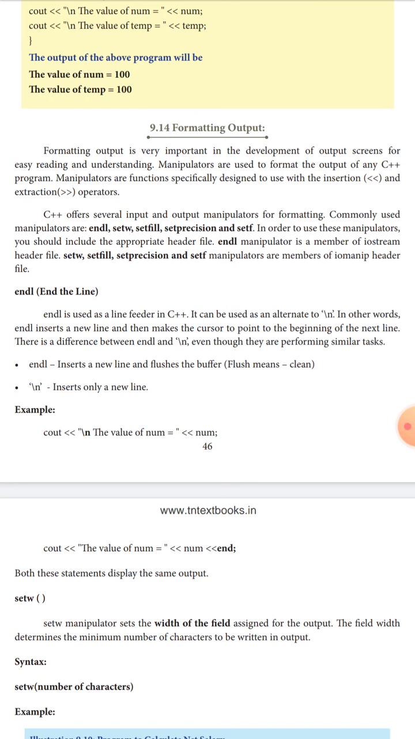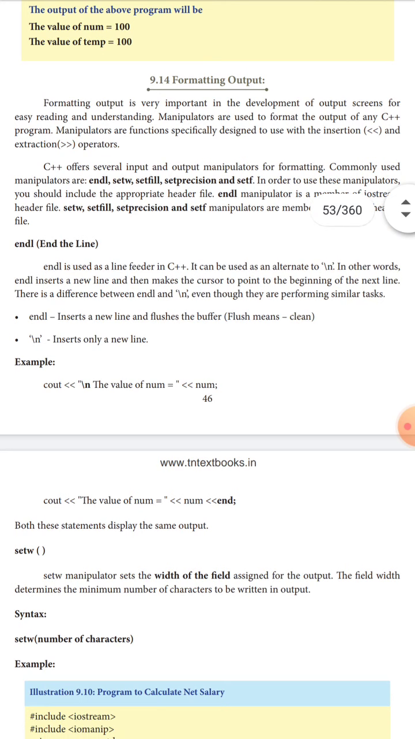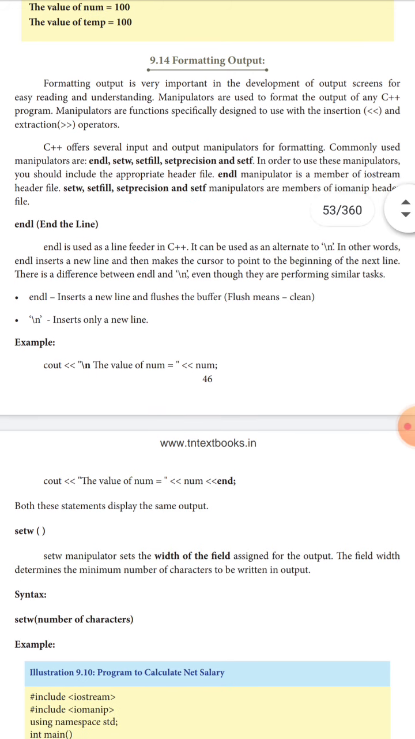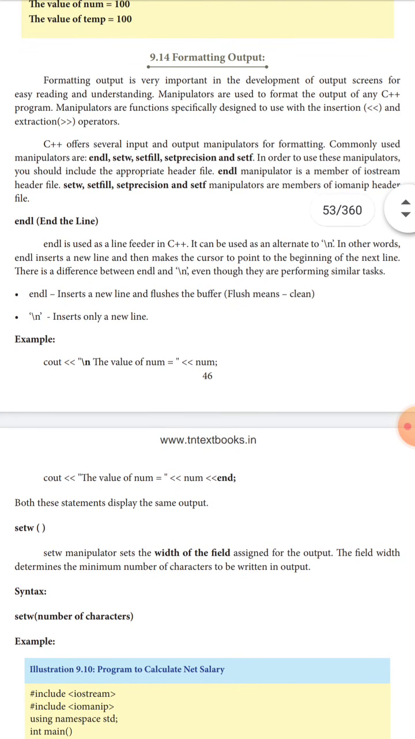We use endl after the variable to print it. This is the difference between endl and backslash n, even though they perform similar tasks. endl inserts a new line and flushes the buffer; flush means clean. Backslash n inserts only the new line. So cout backslash n, the value of number equals number, and the value of number equals number with endl: both statements display the same output in this program.